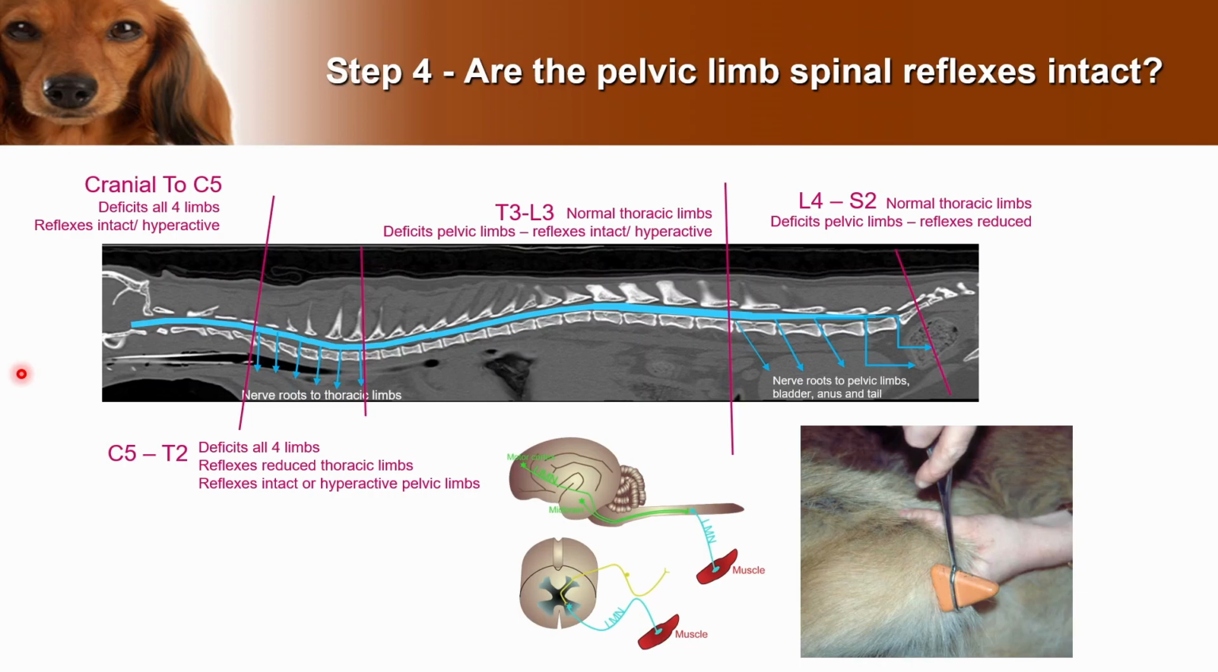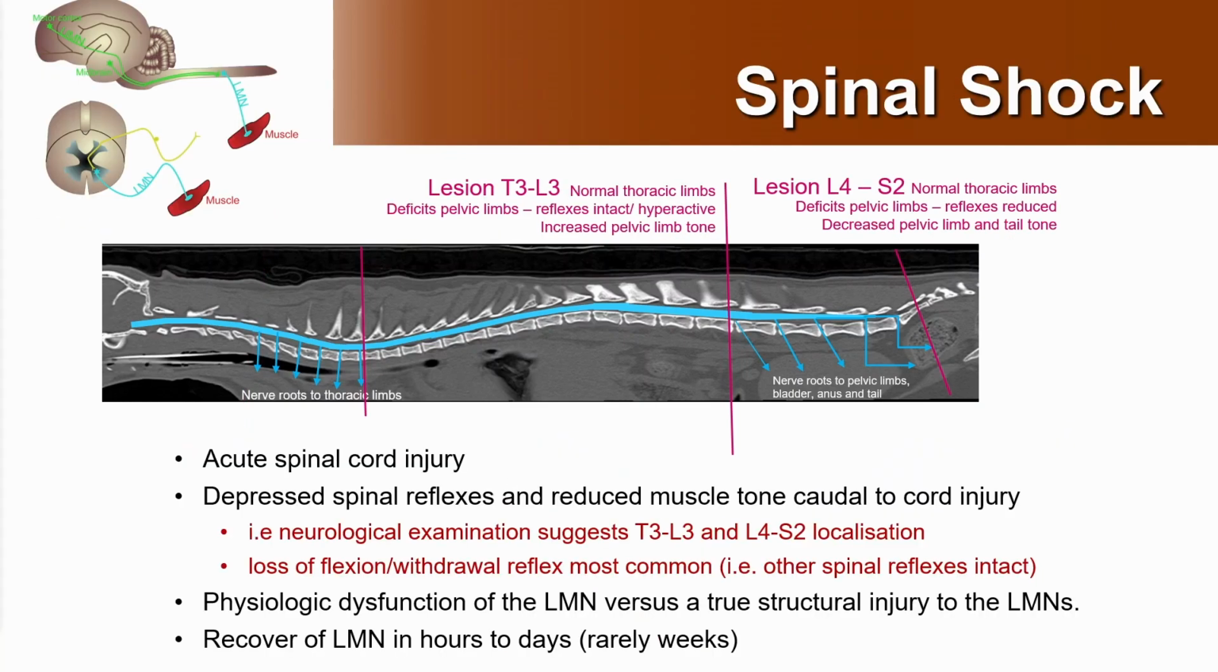So what was going on in this dog? Just to remind you, we had the presence of a patellar reflex, but the absence of the flexor withdrawal. Well, I hesitated whether to include that in this lecture, but I thought we should include it because it's really common. This is the phenomenon of spinal shock. So in spinal shock, what you have is depressed spinal reflexes and reduced muscle tone caudal to the cord injury.